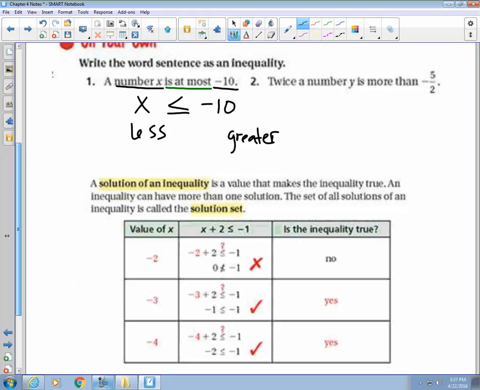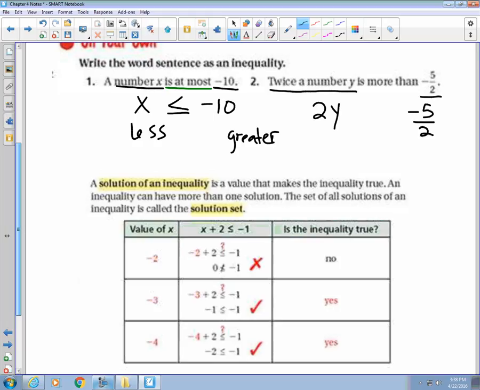All right, number 2, twice a number y is more than negative 5 halves. All right, so here's my one expression, twice a number y. That twice means to multiply by 2, so we're going to multiply that 2 by the variable y. And the other expression is negative 5 halves.